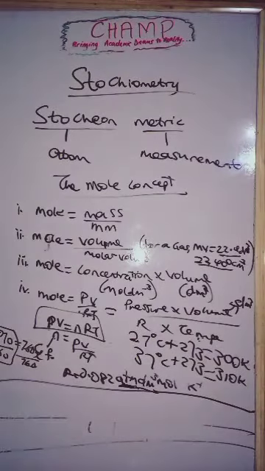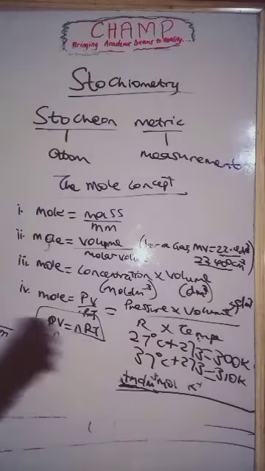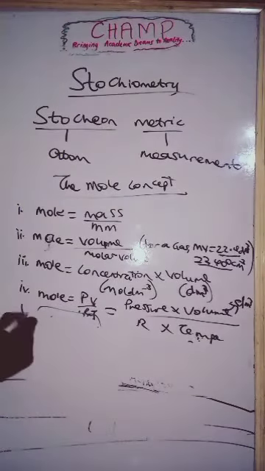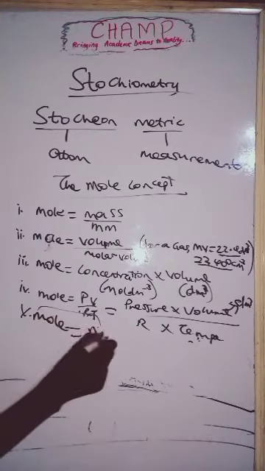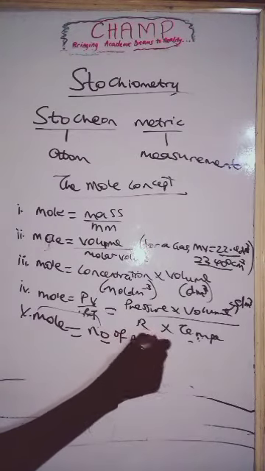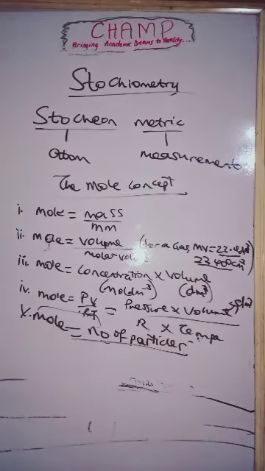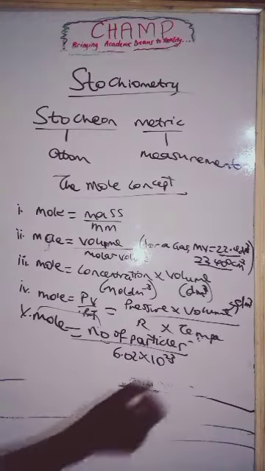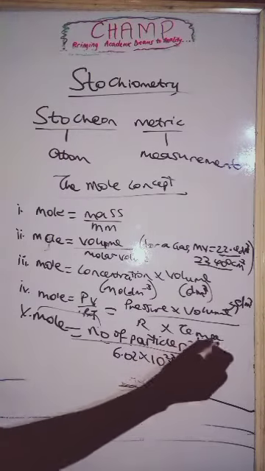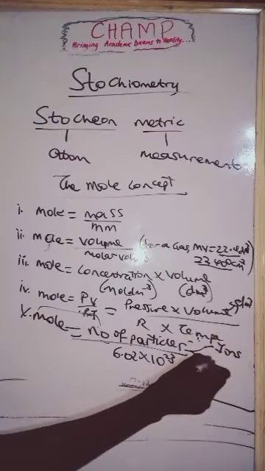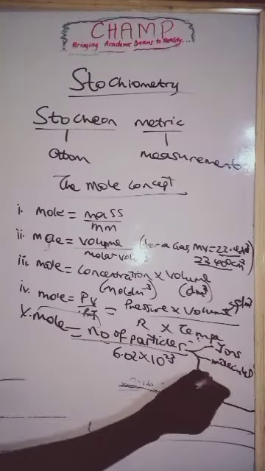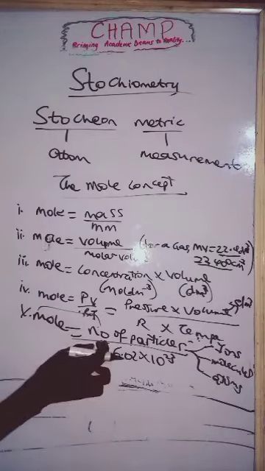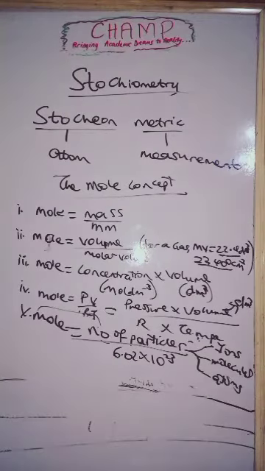Let's take the last formula for mole. Mole is equal to number of particles over Avogadro's constant. What's Avogadro's constant? 6.02 times 10 raised to the power 23. Your number of particles can be ions, it can be molecules, and it can be atoms. Please take note of that. So number of particles over 6.02 times 10 raised to the power 23.